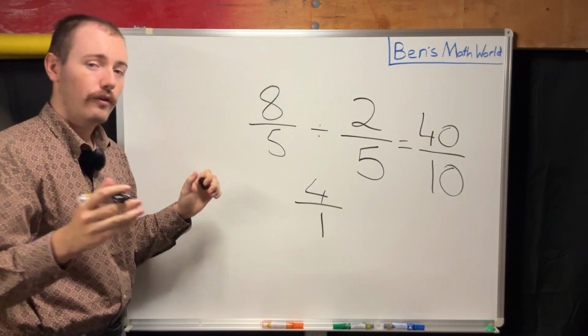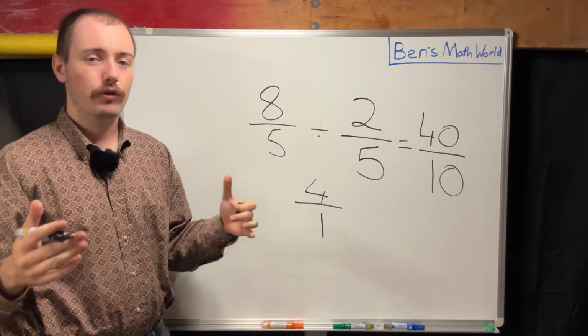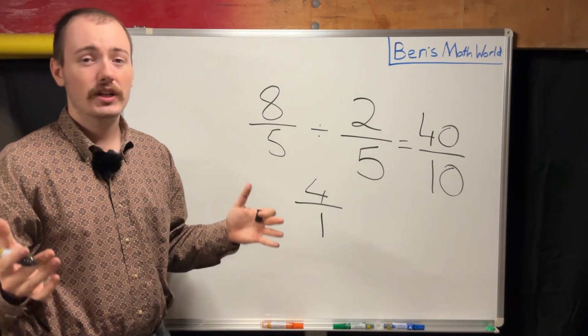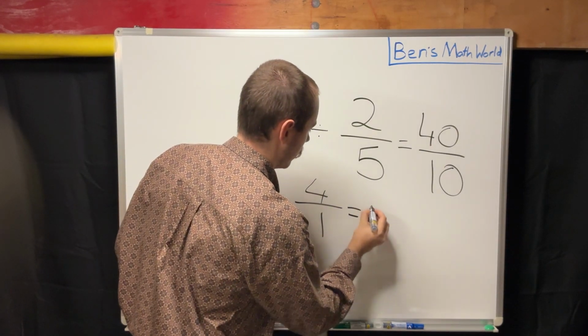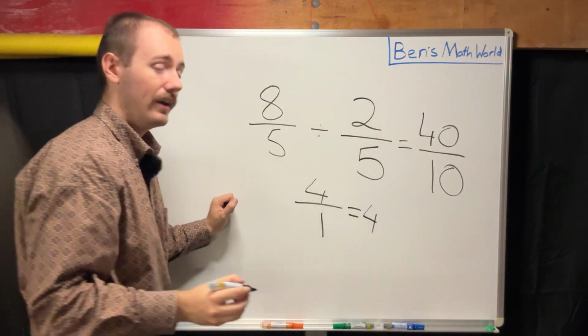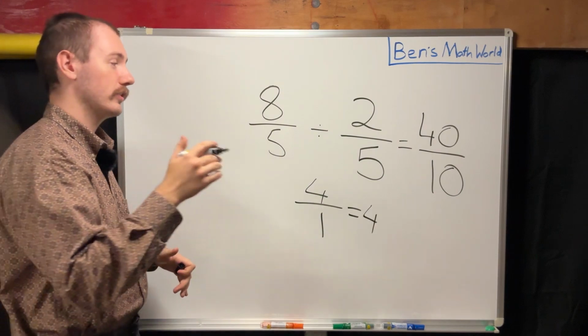So now we have 4 over 1, or 4 divided by 1, which will just be 4. So we're going to write equals 4. And there we have it. That's our first question. Let's go on to the next one.